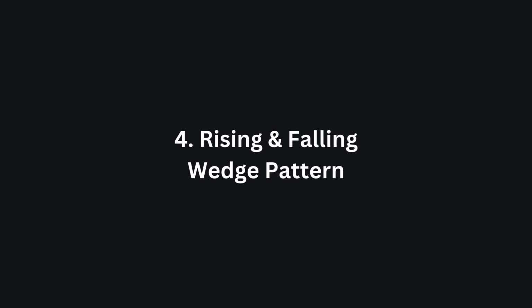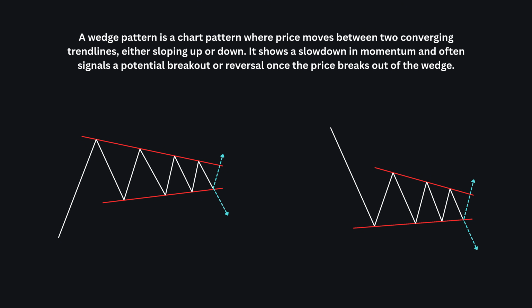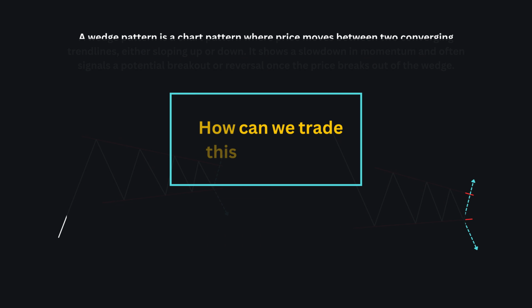Our next topic is rising and falling wedge pattern. A wedge pattern is a chart pattern where price moves between two converging trend lines, either sloping up or down. It shows a slowdown in momentum and often signals a potential breakout or reversal once the price breaks out of the wedge. But how can we trade this pattern?